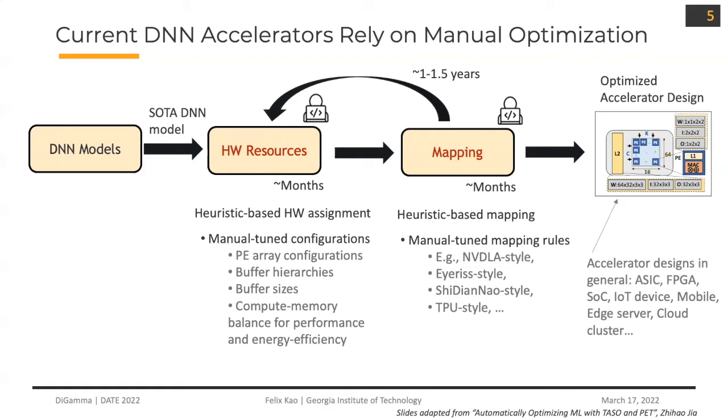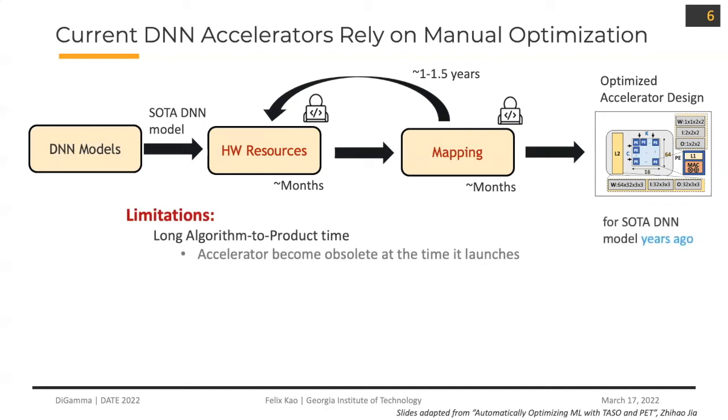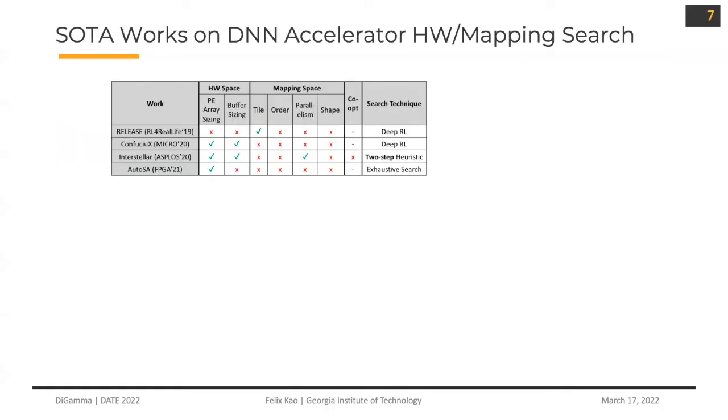This design flow has some limitations. First, it lengthens the product design time. Second, it includes massive engineering costs. And third, many of these decisions are based on heuristics, which could lead to suboptimal performance. Therefore, recently, many works were proposed to automate the design process by applying different optimization algorithms to the design space exploration problem. Here we show a high-level comparison of state-of-the-art work on both hardware space and mapping space.